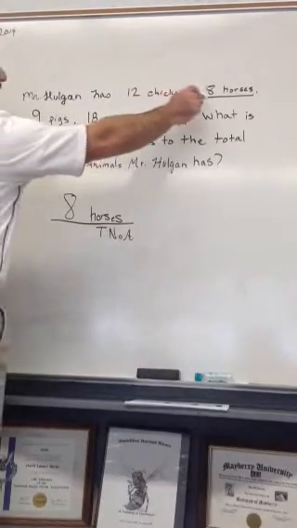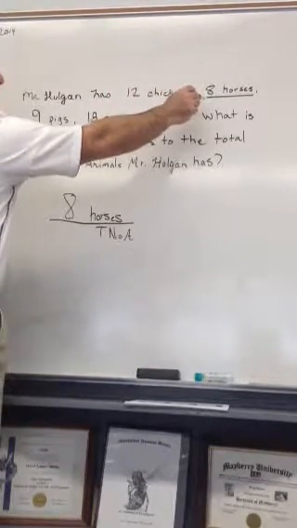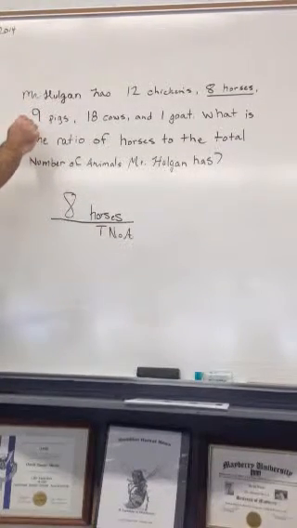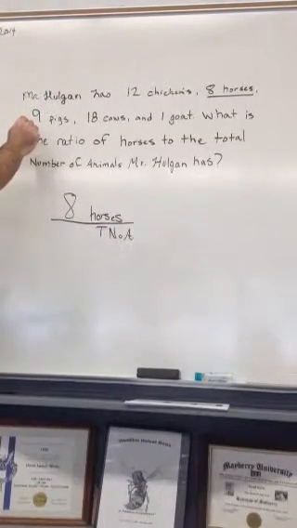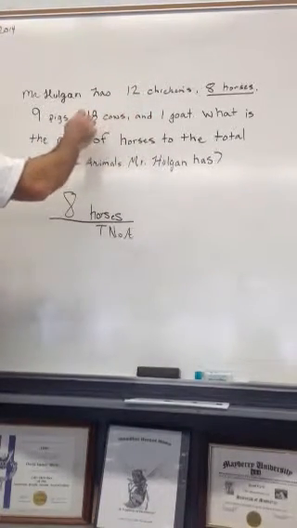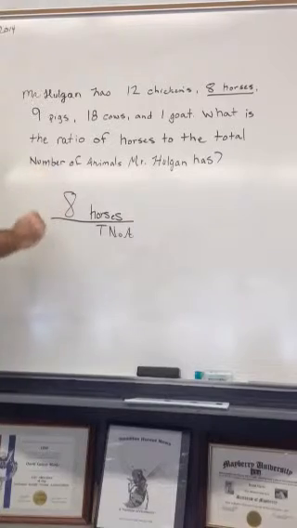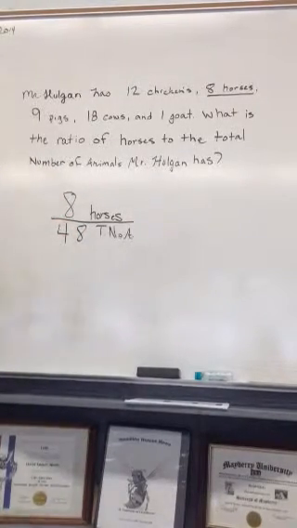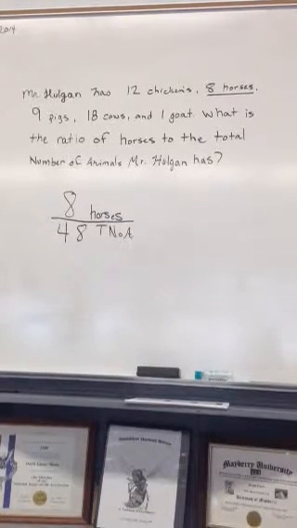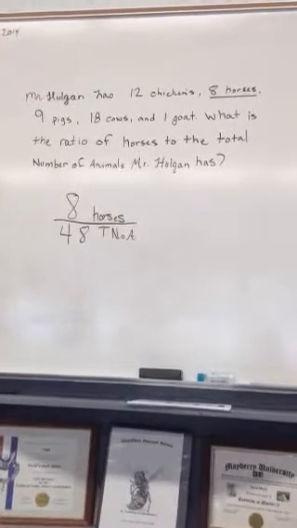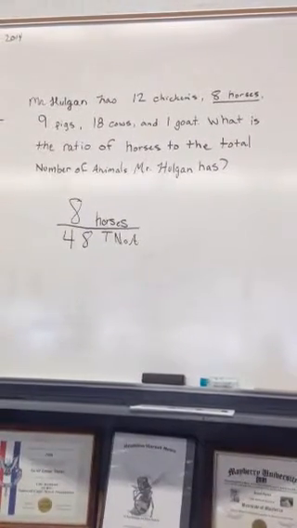So here we go. 12 and 8 gives us 20. 20 plus 9 gives us 29. 29 plus 1 gives us 30. And 30 with 18 gives us 48. So our ratio is 48 total number of animals and 8 horses. But we are not finished with this problem. We need to put this problem in simplest form.